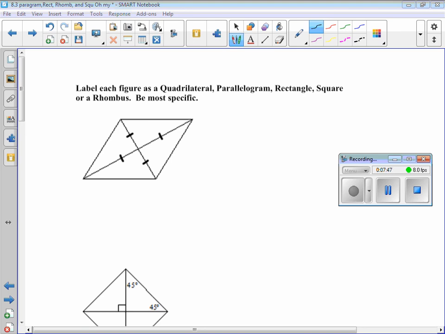Okay, take a look at this figure and see if you can figure out what kind of quadrilateral. It's definitely a quadrilateral because it's got four sides. Maybe it's just an everyday quadrilateral, but is there enough information to say that it's something else? Okay, put me on pause and then come back and check my logic.